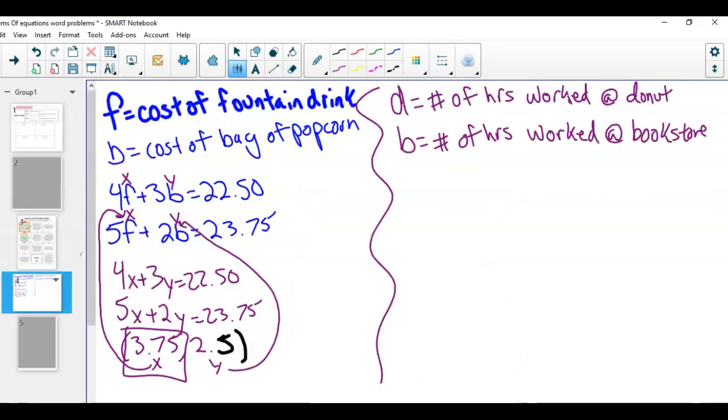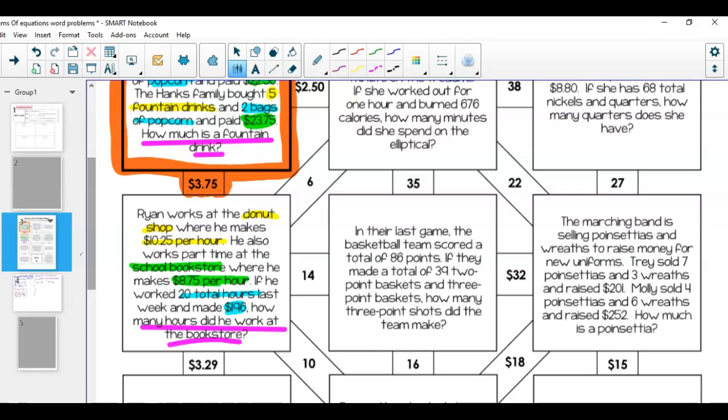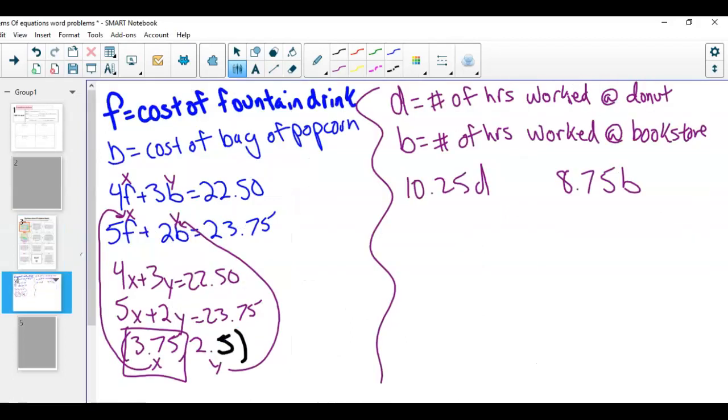So I can say 10.25D and 8.75B. Then these last two are both totals. One is the total number of hours and one is the total number of money. Well, if I knew how many hours he worked, I'd multiply it by how much he gets per hour and add those together, I would get the total amount of money he made.